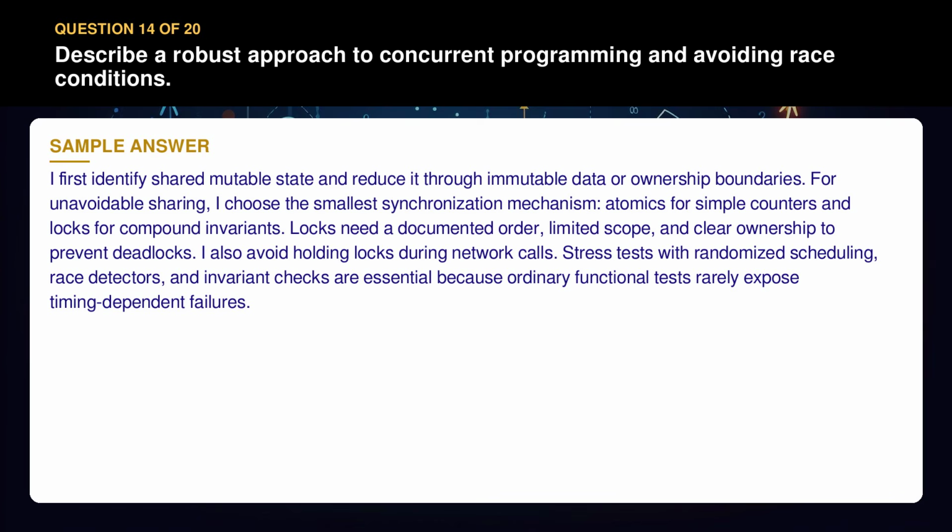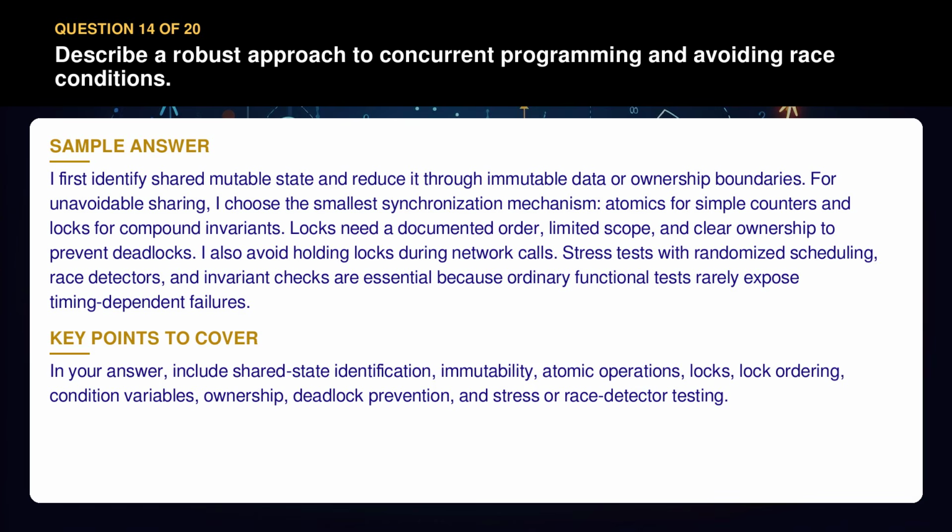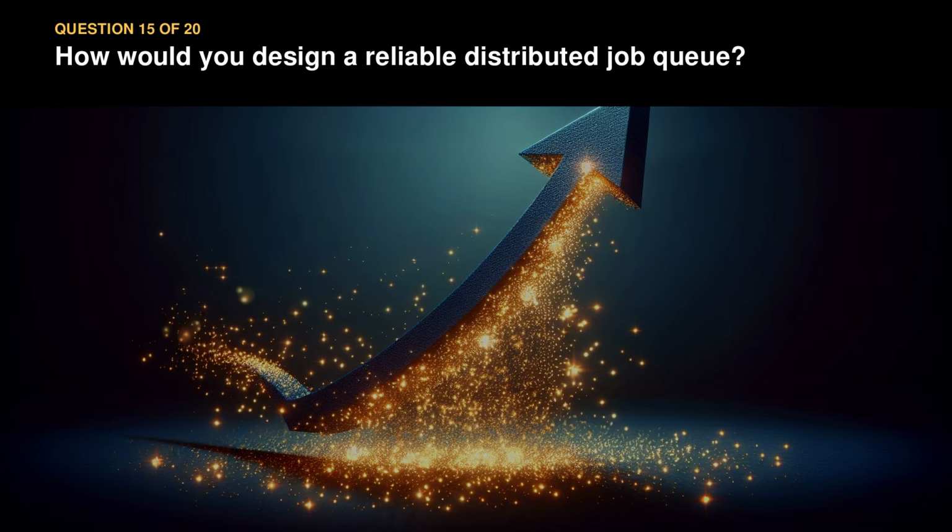I also avoid holding locks during network calls. Stress tests with randomized scheduling, race detectors, and invariant checks are essential because ordinary functional tests rarely expose timing-dependent failures. In your answer, include shared state identification, immutability, atomic operations, locks, lock ordering, condition variables, ownership, deadlock prevention, and stress or race detector testing.